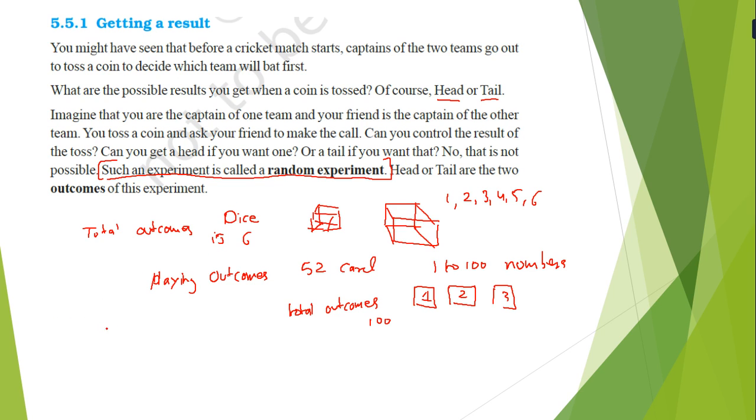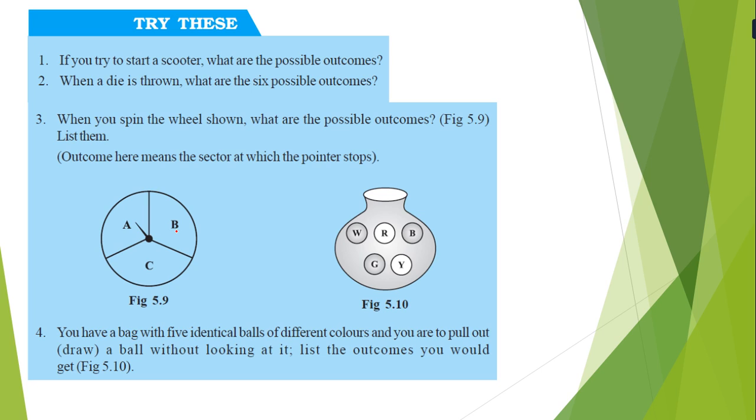Now one question is like this: out of the numbers 1 to 100, how many are perfect square numbers? So we can say 10. So that is the outcome. This is called getting a result, or we can say a random experiment and outcomes. Now we see one example so we can understand.